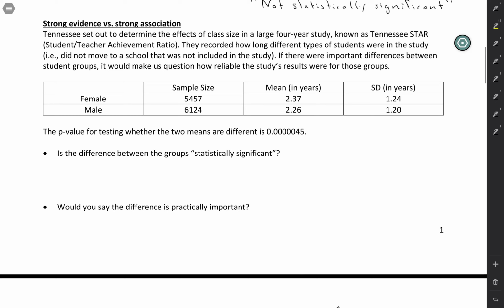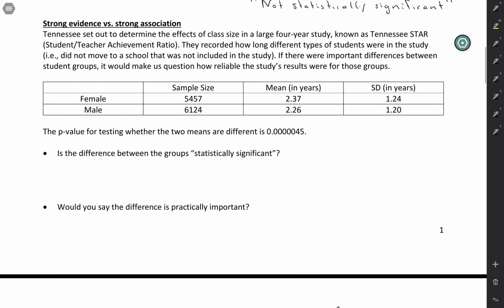for those groups. So for example, here I've broken it down by student gender, male and female, was how it was recorded here. And we've got really big sample sizes, over 5,000 in each group. You can see that the means are different. The mean for females is 2.37 and the mean for males is 2.26. And then the standard deviations are also given there.